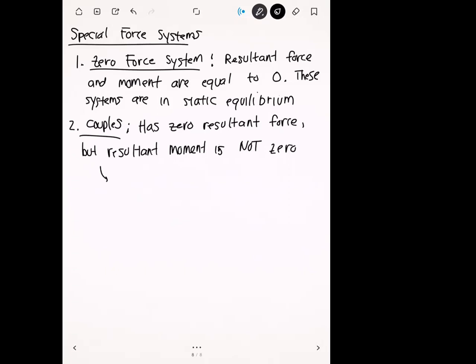And so what this will tell you is that there's going to be no linear motion, and so the body's not going to translate in space. It's going to be completely still, but there is going to be angular acceleration here, and so it's going to start to rotate, but it's just not going to move.